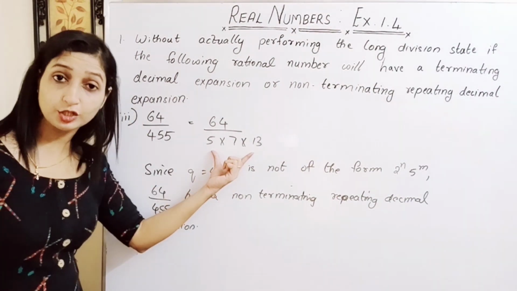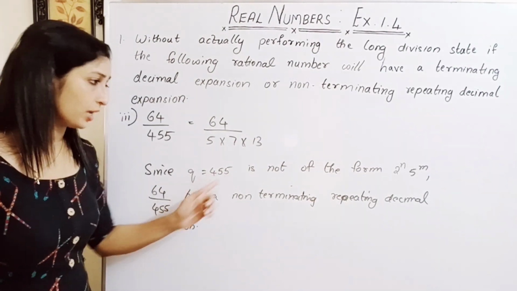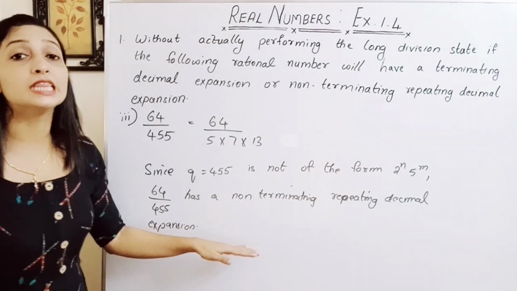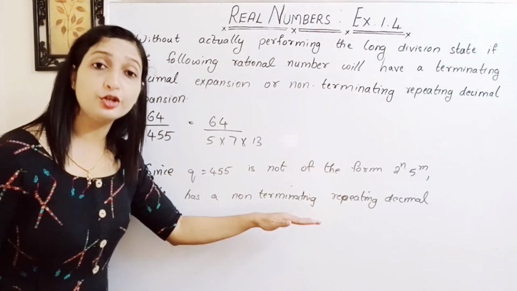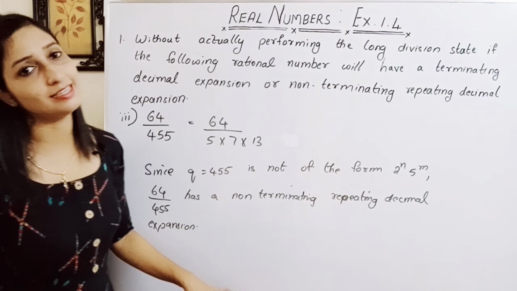So since here the denominator is not of the form 2 raised to n into 5 raised to m, the given rational number 64 by 455 has a non-terminating, repeating decimal expansion.